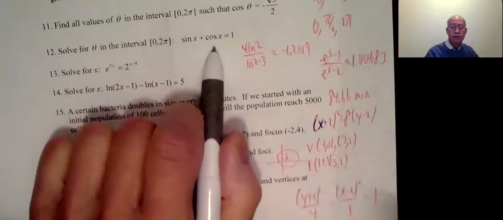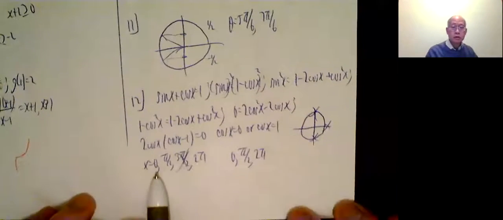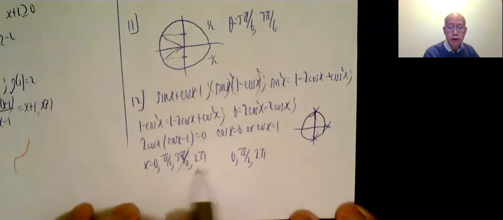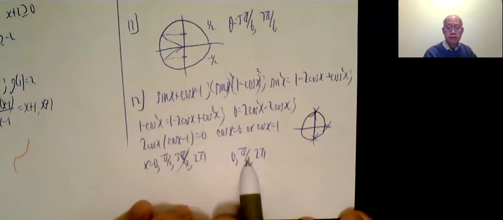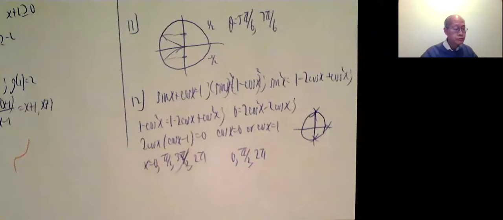You'll end up with -1. So throw that one out. 0 does check, pi over 2 checks, and 2 pi checks. So my solutions are 0, pi over 2, and 2 pi.